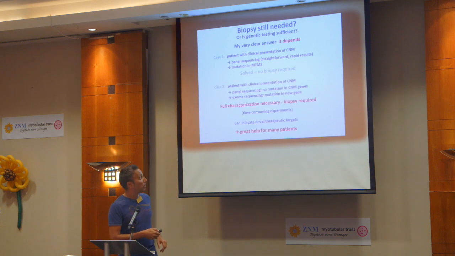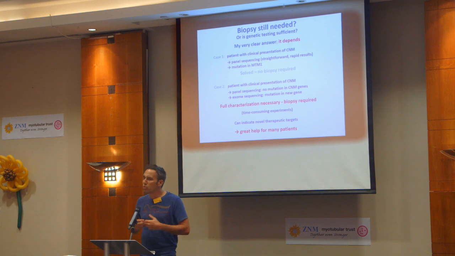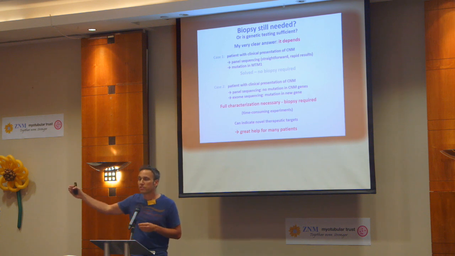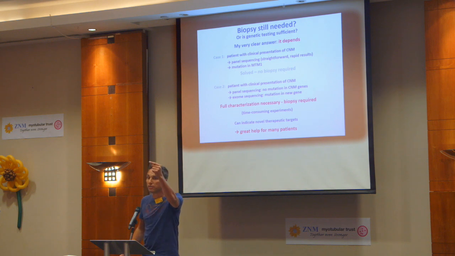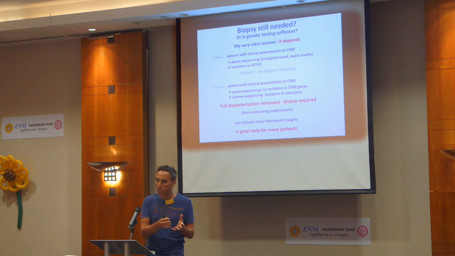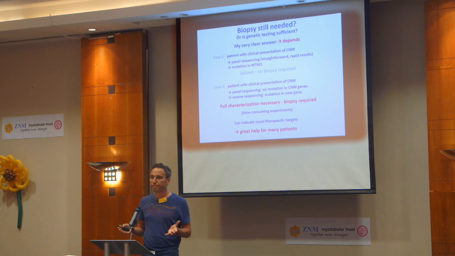But in the other case, where we have a patient that clinically looks like centronuclear myopathy, we do panel sequencing. We don't identify any misspelling in the CNM genes. We don't identify any misspelling in the known myopathy genes. We go over to the second step. We do exome sequencing. We identify a misspelling in a new gene. Then we need a complete characterization of the disease. Then we need the biopsy, because we really need to understand on the global level what is really going on. And this is super helpful, because if we understand the disease, this will identify novel targets for therapeutic approaches.